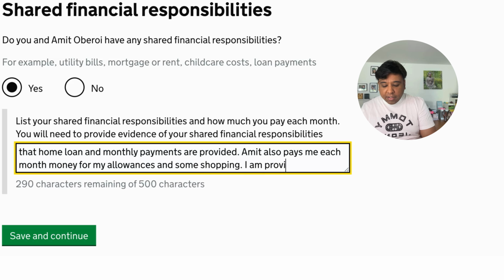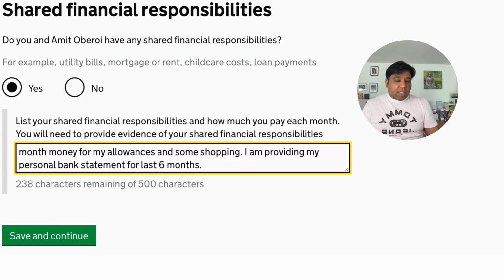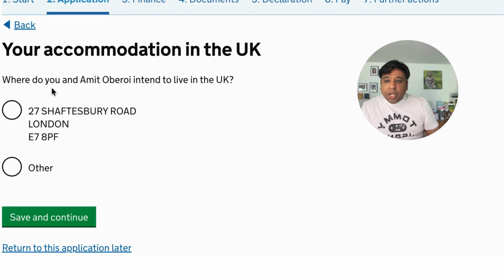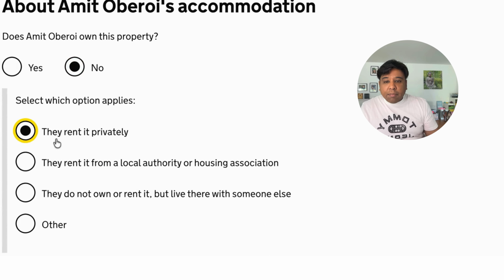I am providing my personal bank statement for the last 6 months. That's it, and you can provide the bank statement. Where do you and Amit intend to live? If this is where you intend to live, say yes, previous address. Does Amit own the property? The answer is no. They're rented privately.